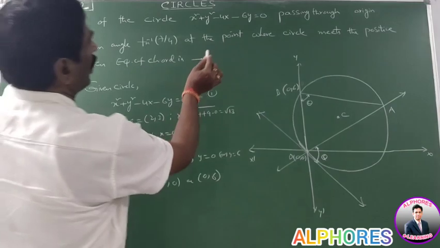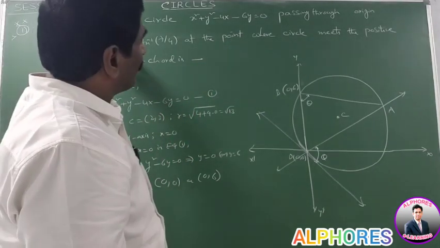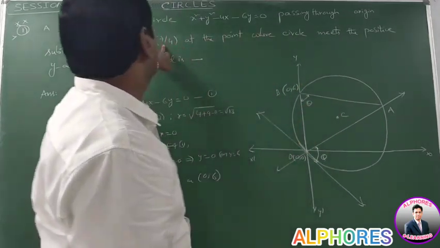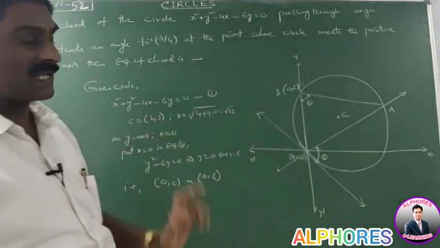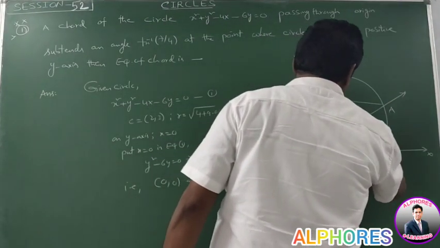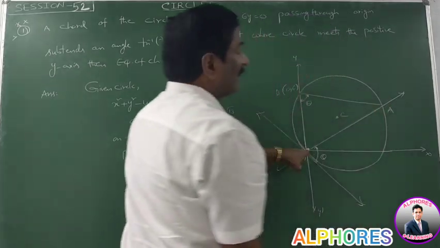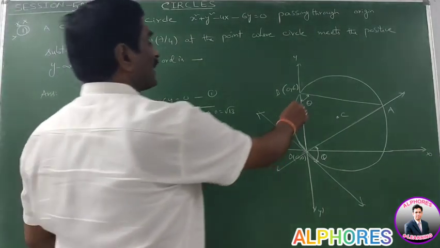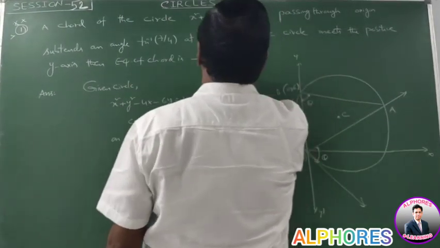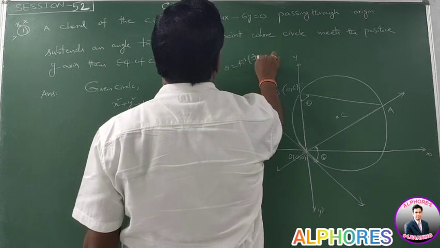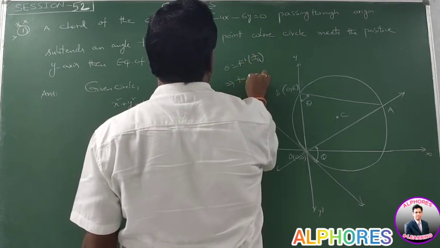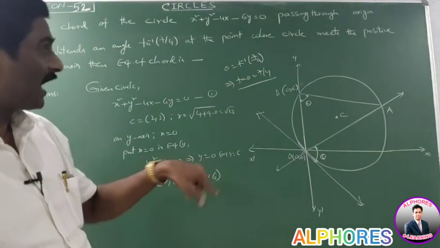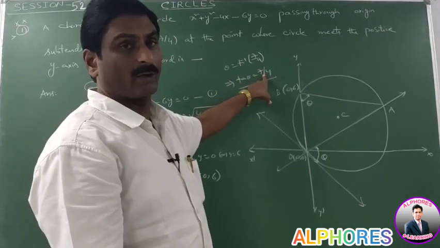But the circle cuts the positive y-axis, and the chord passing through origin makes an angle tan⁻¹(7/4) at this point. Please observe this point. One of the chords passing through origin subtends an angle tan⁻¹(7/4) where the circle meets the positive y-axis. Say this value is theta. That means theta = tan⁻¹(7/4), so tan theta = 7/4. Tan theta is a positive value, which means theta is an acute angle.